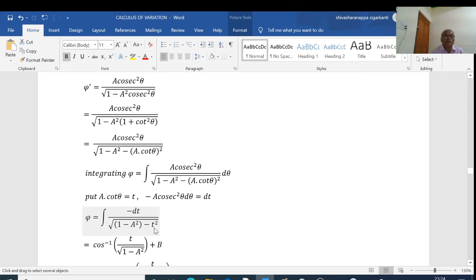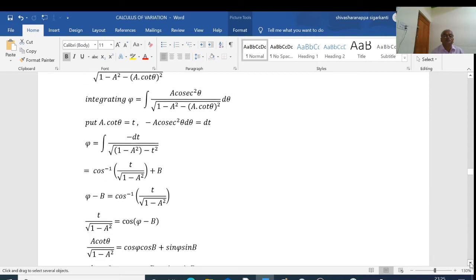Its integration is cos inverse of x by a. So therefore integration of this is cos inverse of t, x means t, divided by a. A is root of 1 minus a square because this is our a square. Okay, this is a square means a is root of this quantity. So we are getting phi equal to cos inverse of t by root of 1 minus a square plus the constant of integration is b.